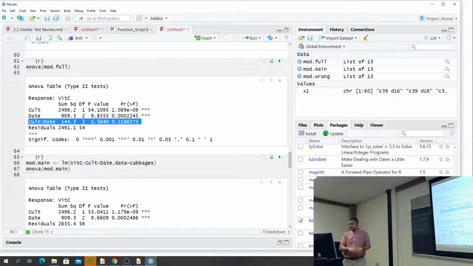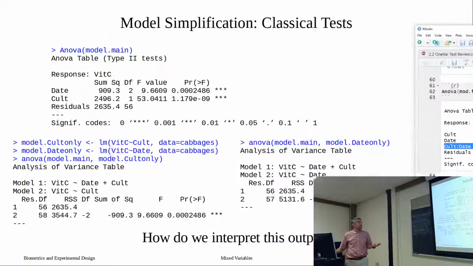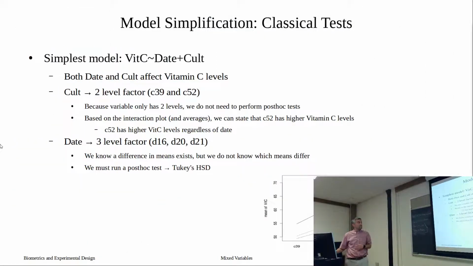All right? So we have our main effects. We have our simplest model, cultivar date. They're added together, so an additive model. Now our next step is to do our post hoc test. And we'll pick up on this on Monday with our post hoc test, and then we have practice work. All right?